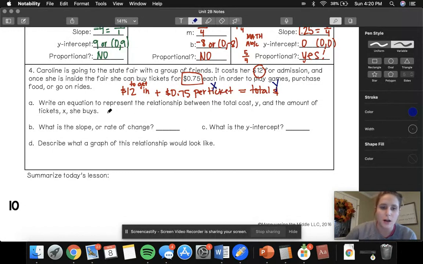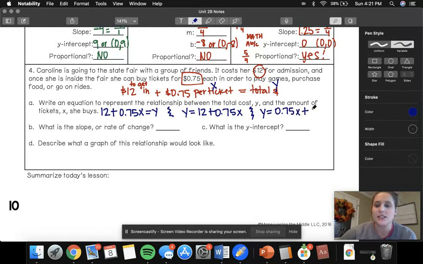So the equation, you could write it a couple different ways. You could write $12 to get in plus 75 cents a ticket equals total cost. You could also write it as y equals, because that's how you'll see it more often, $12 to get in plus 75 cents a ticket. Okay? A third way you could write it would be y equals 75 cents for every ticket plus that additional $12 to get in. Okay, so we can do these three. These are all equivalent, and we do that with the commutative property of addition. So all of them are correct. It's totally up to you how you write it.